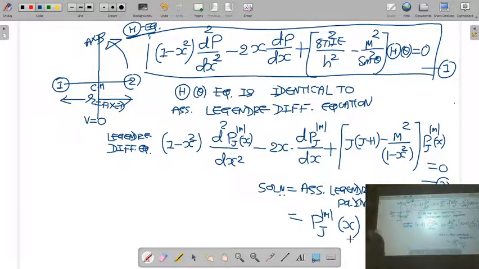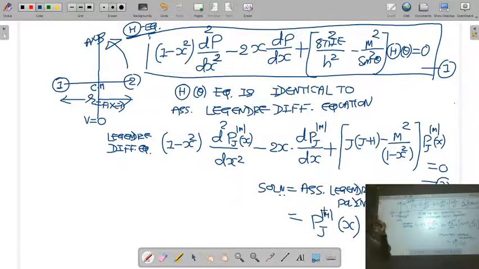So this thing you have to remember, you will study in mathematical physics, that the Legendre differential equation is 1 minus x square d square p upon dx square minus 2x dp by dx plus j into j plus 1 minus m square upon 1 minus x square times P_j^m(x) is equal to 0. And the solution of this Legendre differential equation is given by the associated Legendre polynomial denoted by P_j^m(x). As I told you, j is the degree of the polynomial, m is the order of the polynomial, and a polynomial is a series having a finite number of terms.